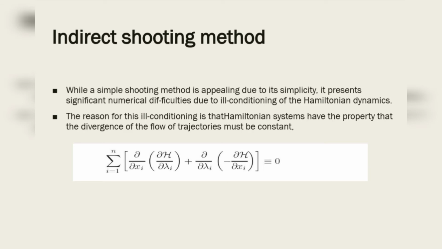Now let's see the indirect shooting method. While a simple shooting method is appealing due to its simplicity, it presents significant numerical difficulties due to ill conditioning of the Hamiltonian dynamics. The reason for this ill conditioning is that Hamiltonian systems have the property that the divergence of the flow of trajectories must be constant. That is, the summation of ∂/∂x times ∂H/∂λ plus ∂/∂λ times minus ∂H/∂x, which is 0.